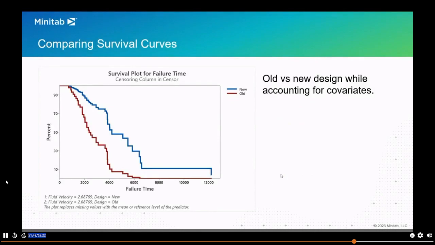We can actually see this in a graph. This is very similar to the survival graph you saw earlier, except now we're using the model that includes fluid velocity. And so we can look at the reliability. So again, this is kind of a nice graph of what that model's doing, right? It's looking at not just any one point in time, it's looking at the overall hazard, or in this case, we're displaying that as just the overall survival, taking into account all these different predictors. And we see much better survival for the new design.